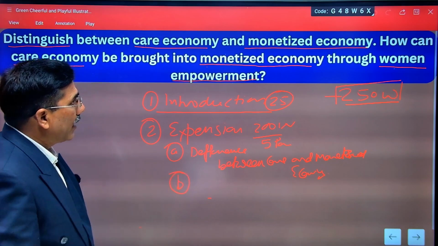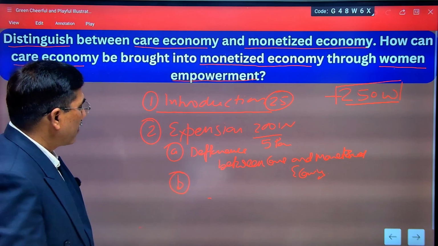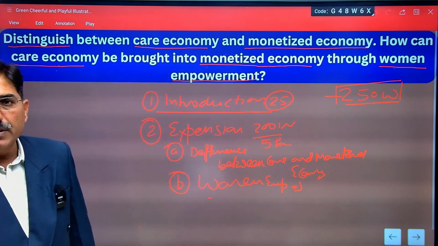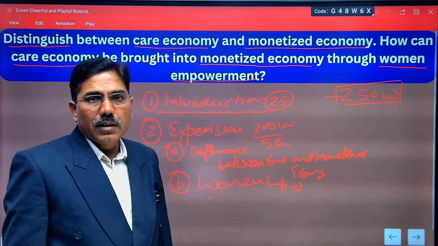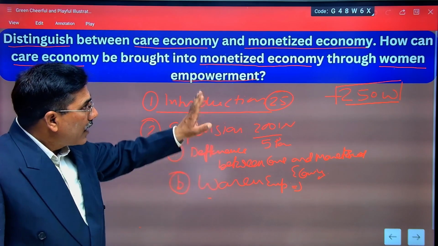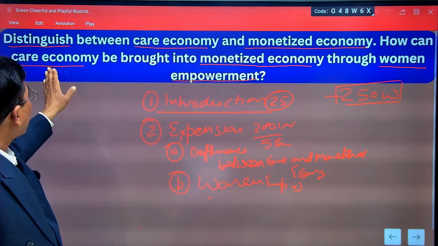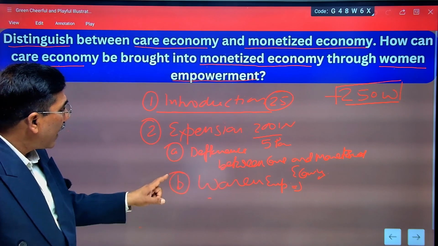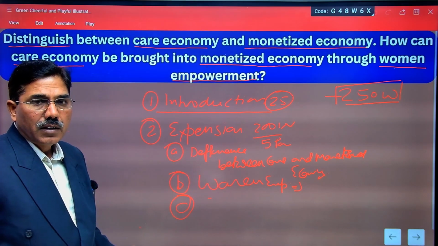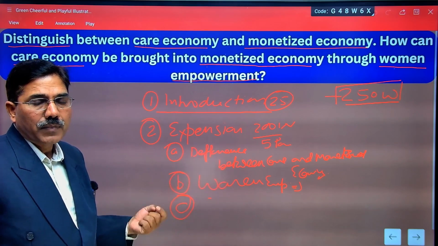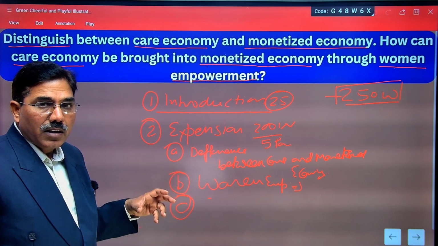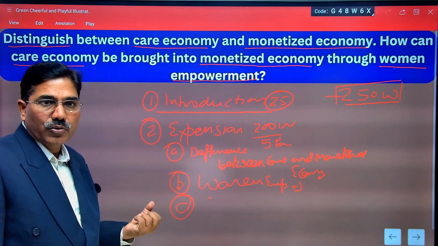In the second para, you will explain what the parameters of women empowerment are. You can also use the United Nations Development Programme report, GEM, Gender Empowerment Measure, and other points which I identified here. What are the policies responsible for conversion of the care economy into monetized economy? You will explain this up to the third point, because that is the larger area to cover. How the participation of women in economic activity, decision making, political activity, and social decision making will also change the culture and status of women in Indian society.